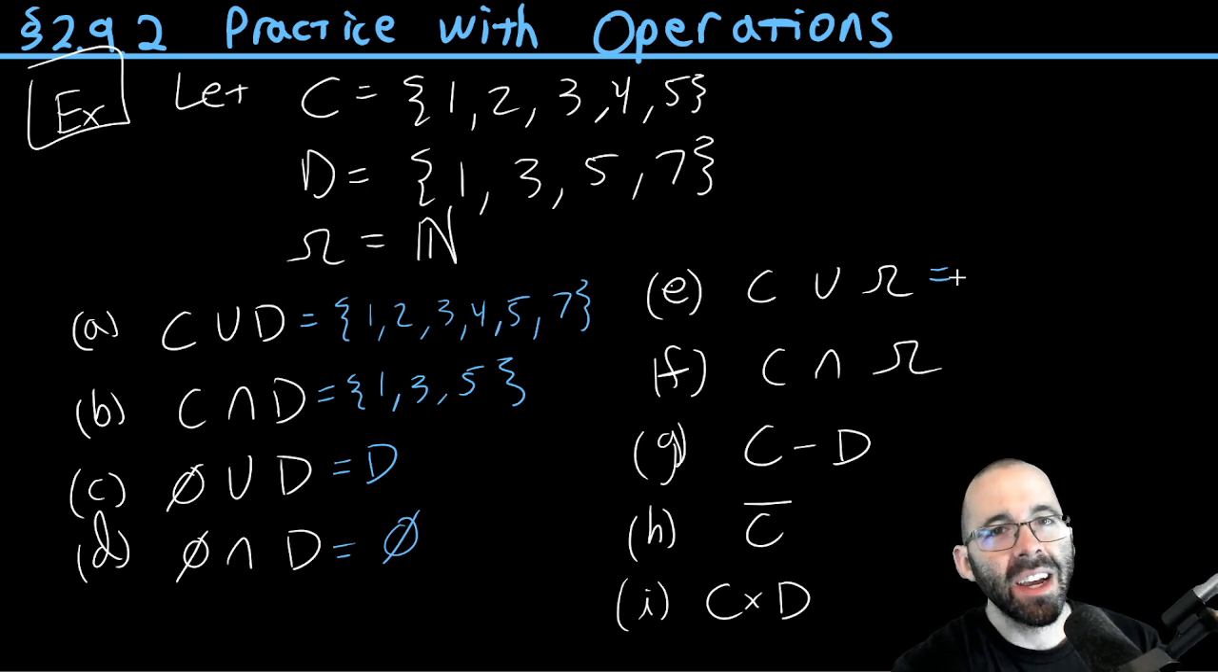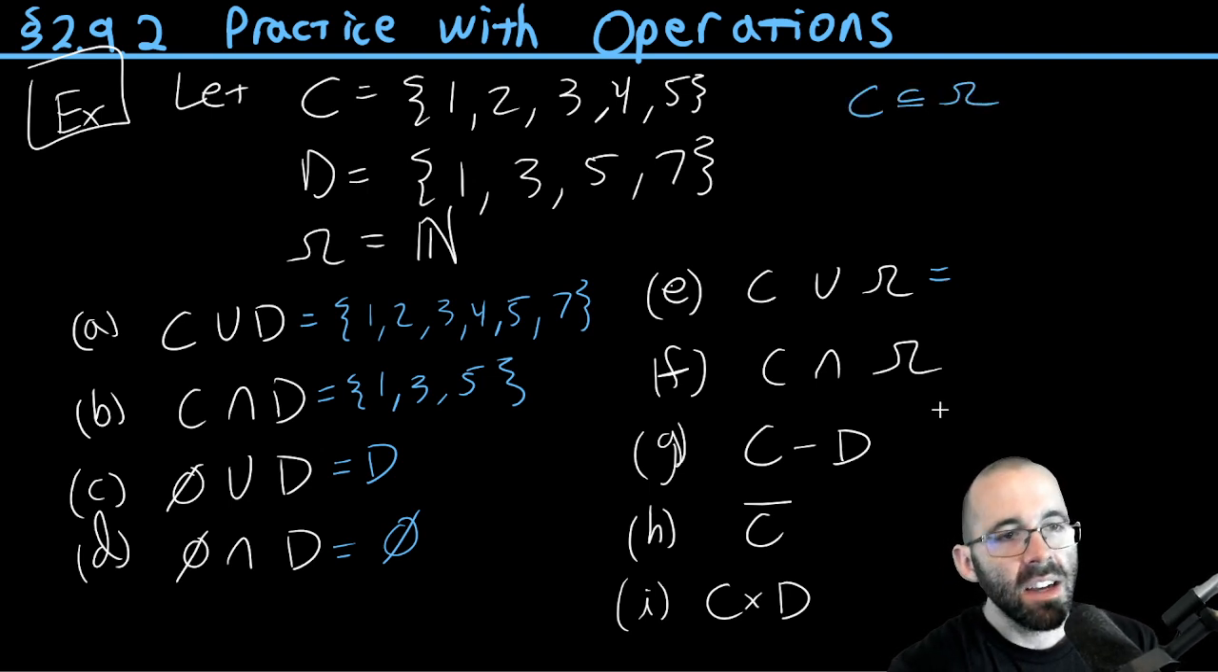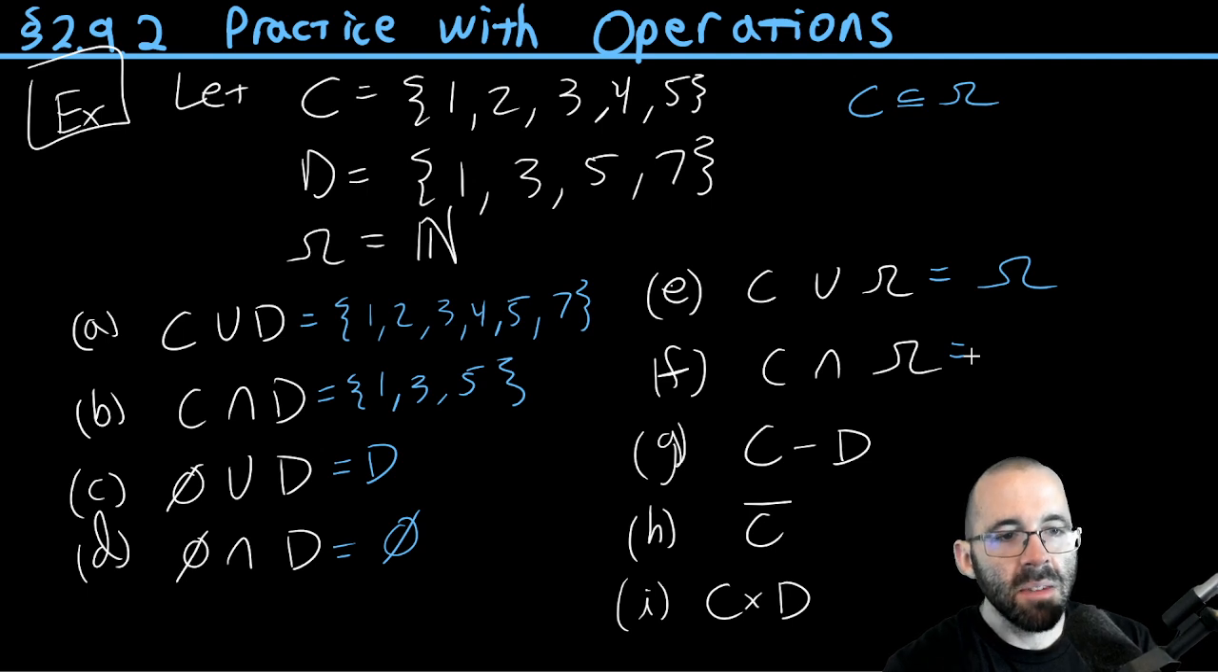All right. What is in C or everything? What's in C or omega? What's in C or the domain of discourse? What happens when we combine these two things? Well, C, by its very nature, is a subset of omega. Every set is a subset of the domain of discourse. So there's nothing new. It's just all of omega. We go the opposite way. What's in both C and omega? Just the elements that are already in C.